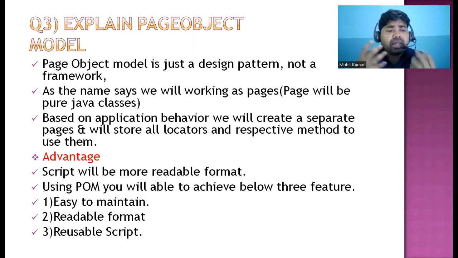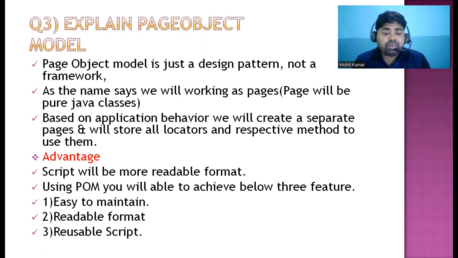So we have mentioned the same points here. Page object model is just a design pattern, not a framework. As the name says, we will work page-wise, and a page will be a pure Java class. Based on the application behavior, we will create separate pages and store all the locators and respective methods to use them. So what is the advantage? The script will be in a more readable format.